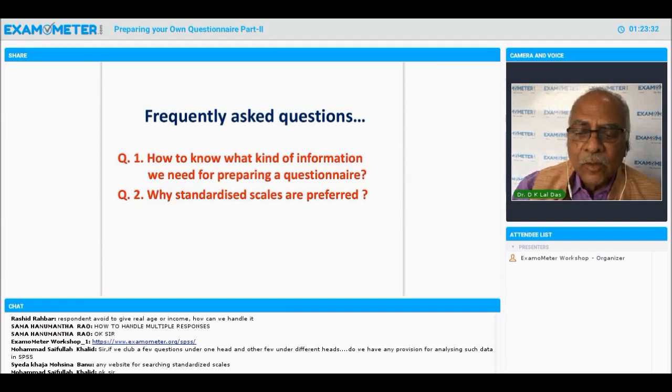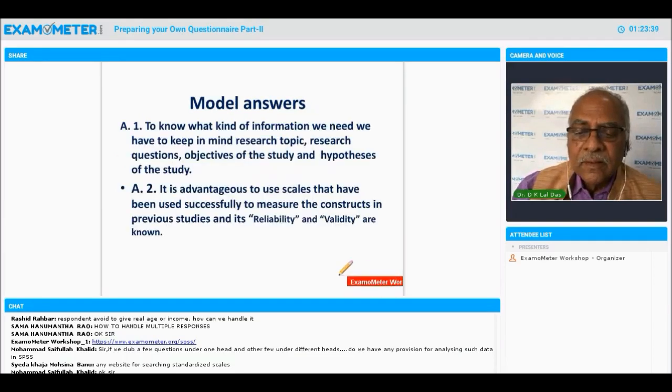How to know about the kind of information we need for preparing a questionnaire. Why are standardized scales preferred? The answer is to know what kind of information we need. We have to keep in mind the research topic, research question, objectives of the study, and the hypothesis of the study. It is advantageous to use scales that have been used successfully to measure their constructs in previous studies, and whose reliability and validity are known.